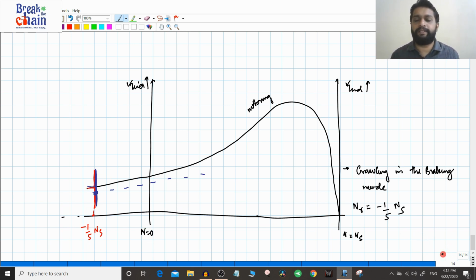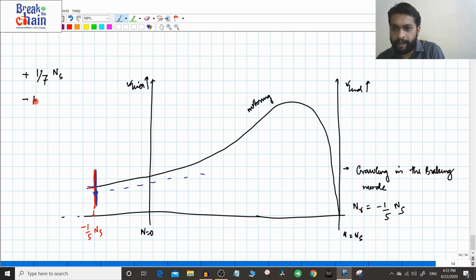So now in the previous video we have seen a slot configuration where you are having crawling at a speed of +1/7 ns, right? In the previous video the number of slots was 24 and 28, stator slots 24, rotor slots 28. In this video we have seen stator slots is 24 and rotor slots is 20. So we have reduced the number of slots, and you have seen -1/5 ns. So this is the crawling in the motoring mode, and this is the crawling in the braking mode.